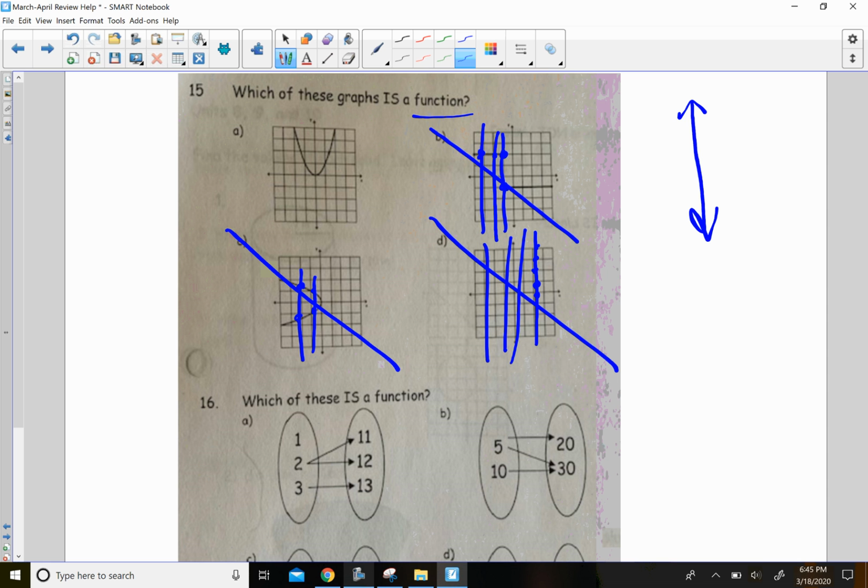So in letter A, I can graph it right here. It hits once, and I'm going to keep drawing lines. It doesn't have to be right on the coordinate either. I can do in between the coordinates. It only hits once no matter where I draw it. So A has to be my choice.